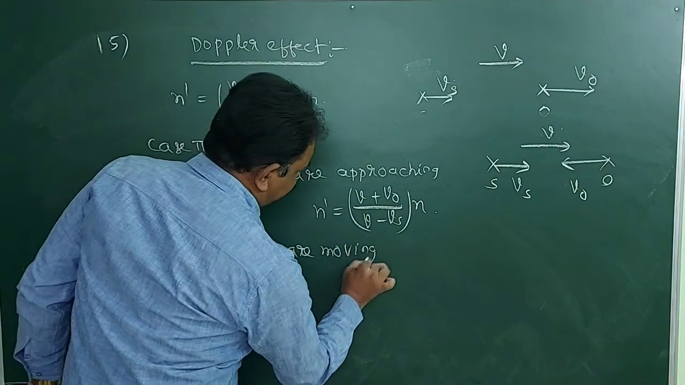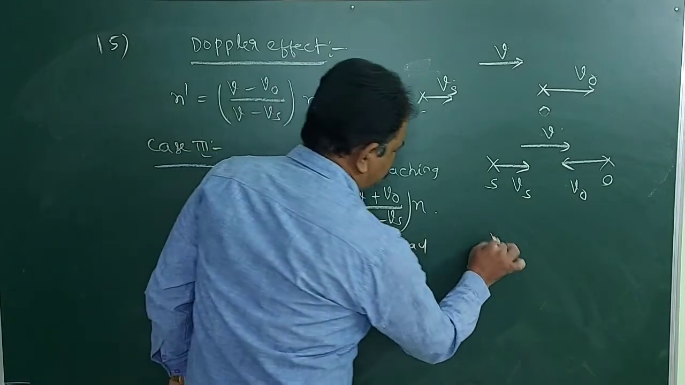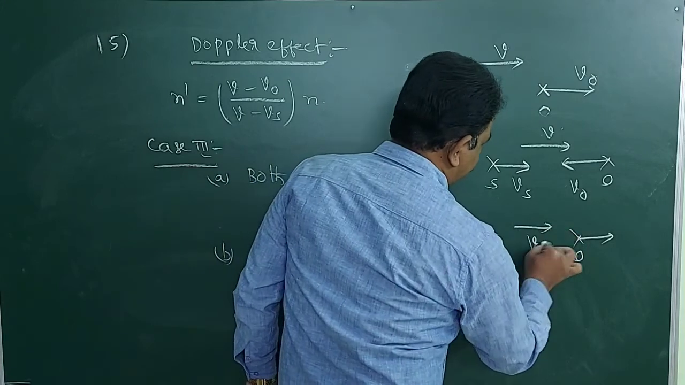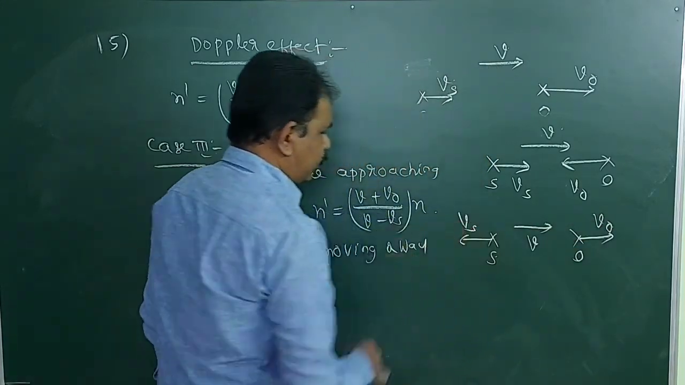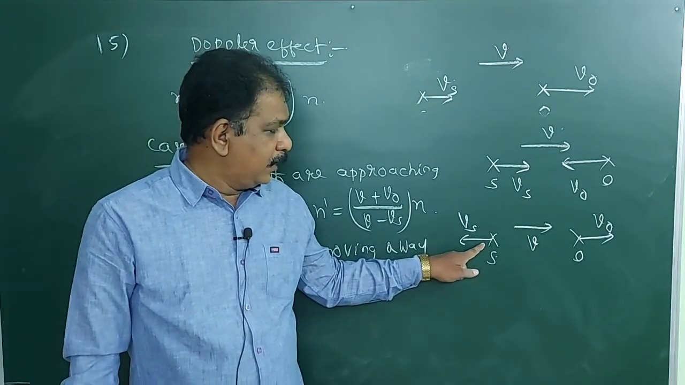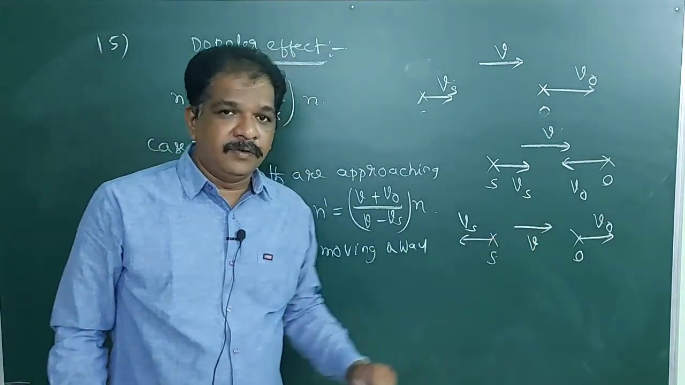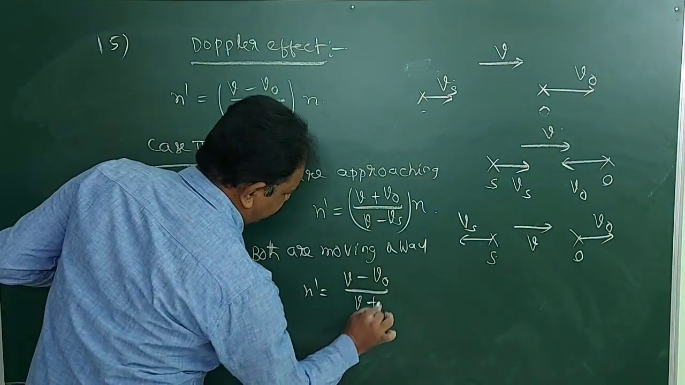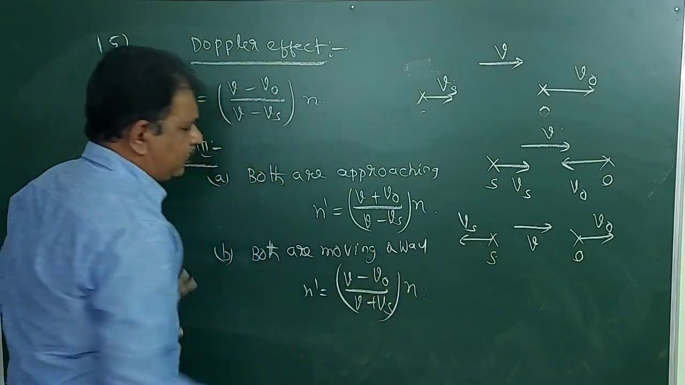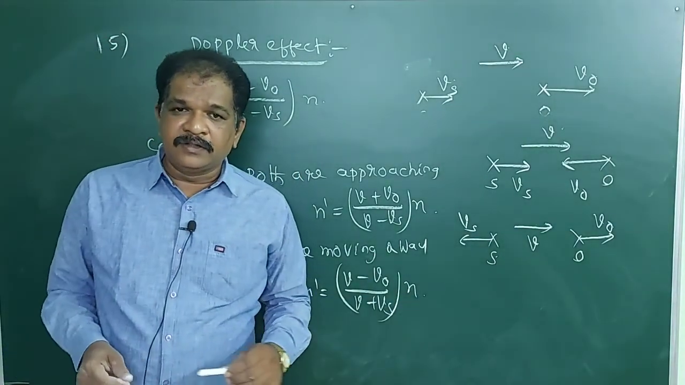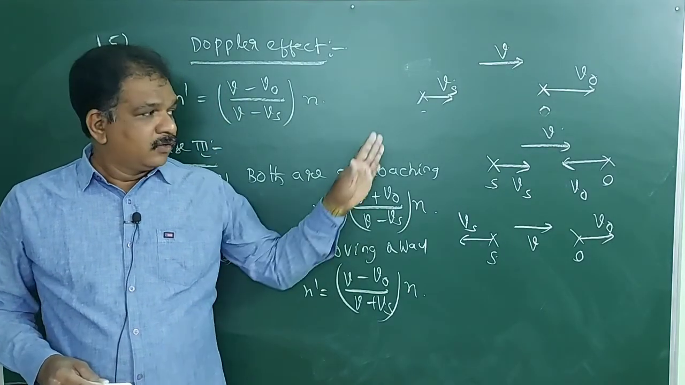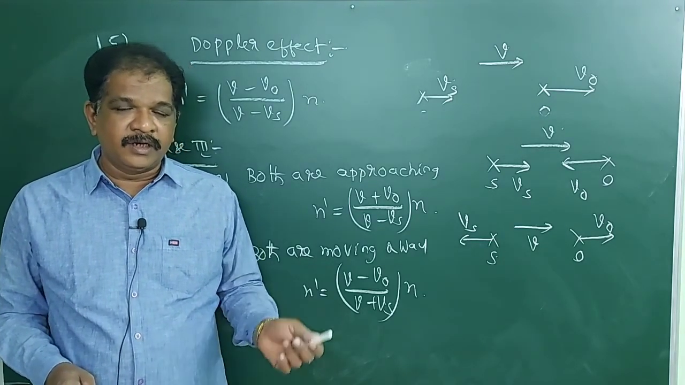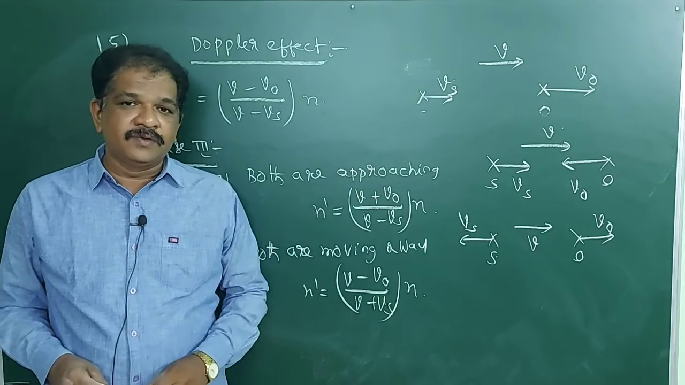Both are moving away. It is going like this, it is going like this. This is V, this is VO, this is Vs. Here Vs will be minus Vs, VO will be plus VO. In this case, N dash is V minus VO by V plus Vs into n. So these are the different situations in the Doppler effect. Totally 6 conditions will come. In each case, 2. So totally 3 cases means 6 formulas we will get.